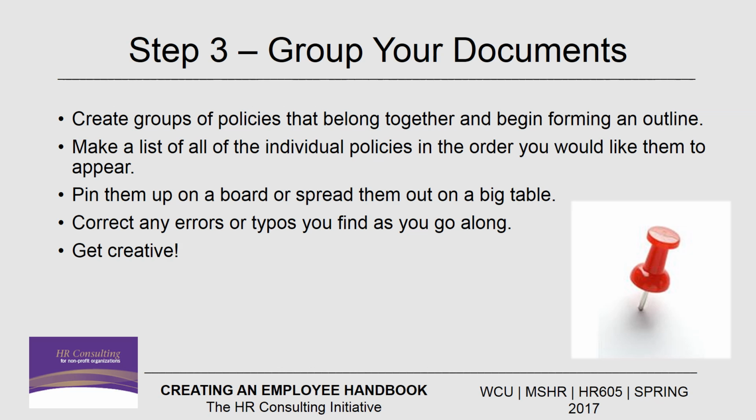Make a list of all the individual policies in the order that you would like them to appear in the book. As you do this with the papers laid out in front of you, you can more easily move them around and put them in an order that makes good sense for you. You may even want to pin them up on a board or spread them out on a big table so that you can do this maneuvering. As you do this, mark up these policies to correct any errors or typos that you find. If you do this as you go along, you won't forget where these things are, and you can be more certain that when you complete your book, you have it in as good a professional order as possible.